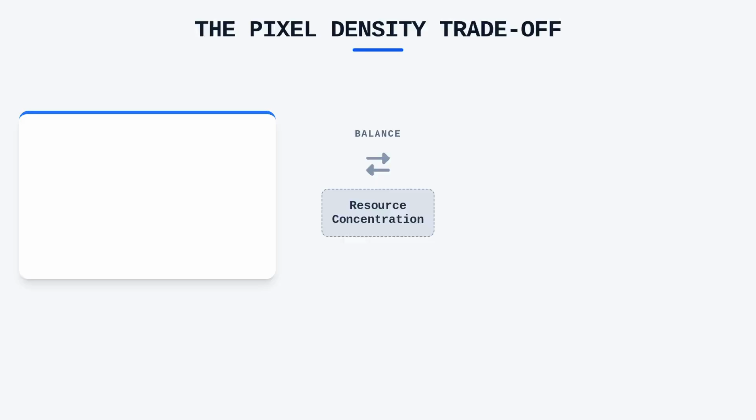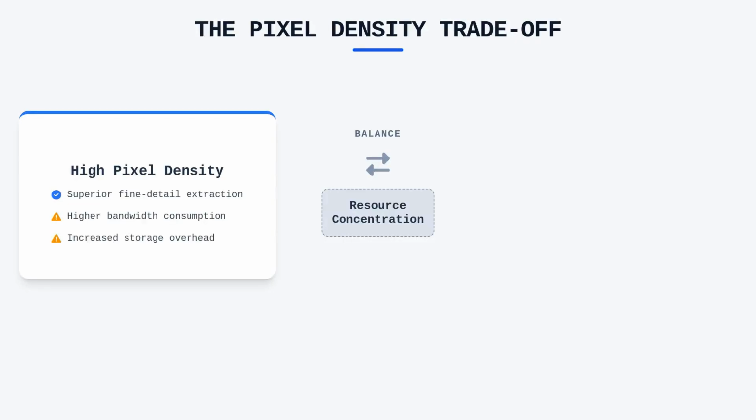However, there is always a trade-off when we increase pixel density, as we are essentially concentrating limited resources into a smaller portion of the entire scene. Higher pixel density requires more data, which leads us directly into a conversation about bandwidth and storage utilization overhead. If you increase the focal length to achieve better detail on a specific target, you narrow the field of view, potentially missing context that might be necessary for broader situational awareness.